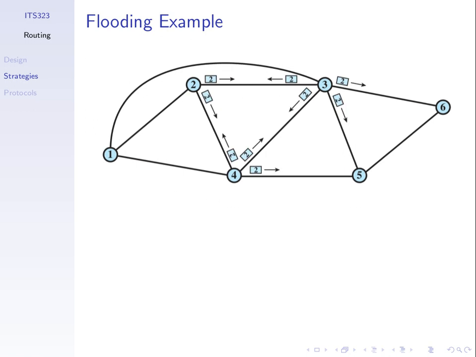So in this example with flooding, to get one data packet from node 1 to node 6, we actually transmitted 34 packets, if you add up all those transmissions here. So in our network, to get one data packet from source to destination, we had to transmit 34 different packets.